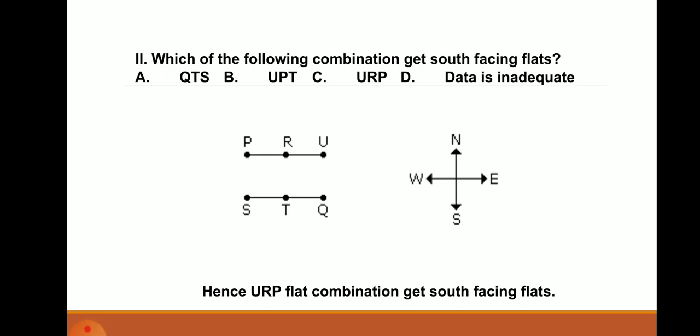Next, which of the following combinations gets a south facing flat? In the first diagram we plotted, it is asked which of the following combinations gets a south facing flat. South facing means downward facing. So P R U, or you can see in the options it is given in reverse, that is U R P. Option C has the flats facing south. Therefore option C is correct for this question.